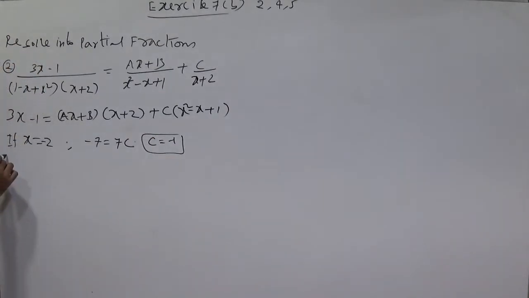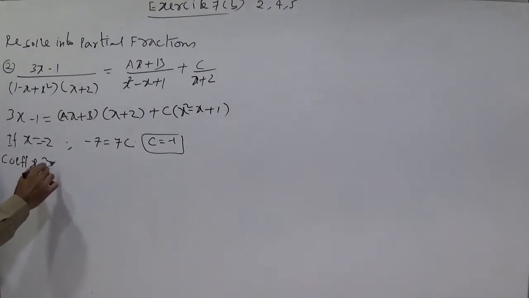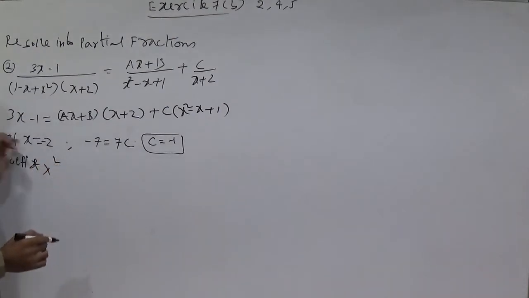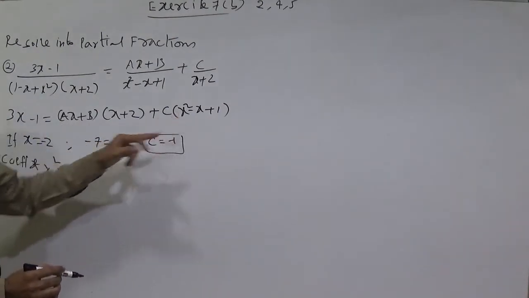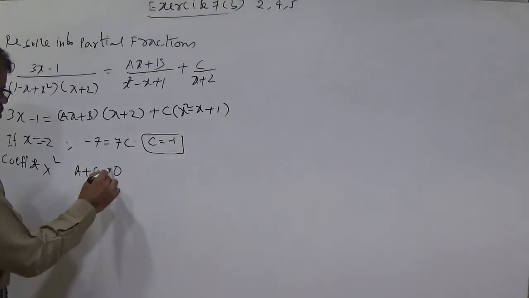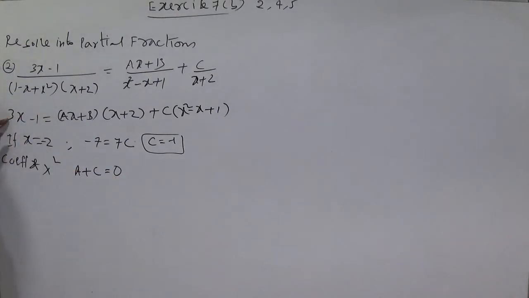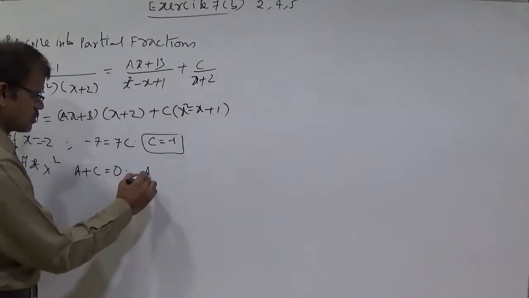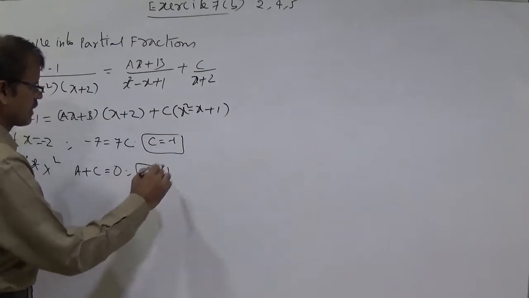Now comparing the coefficient of x square. Coefficient of x square here is ax into x, and plus c. So a plus c you write, a plus c equal to 0, as there is no x square coefficient on the left. Since c is equal to minus 1, a is equal to 1.